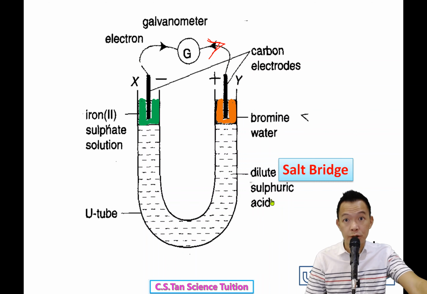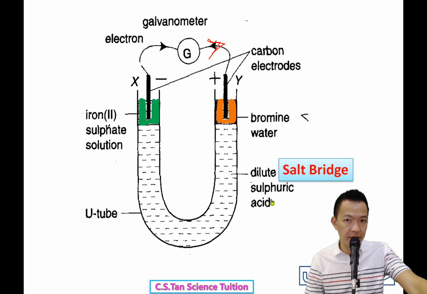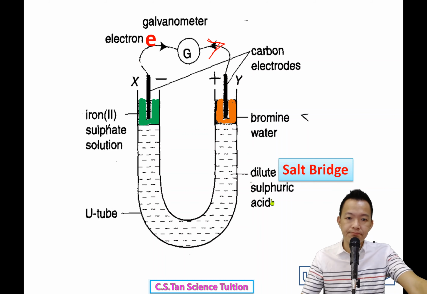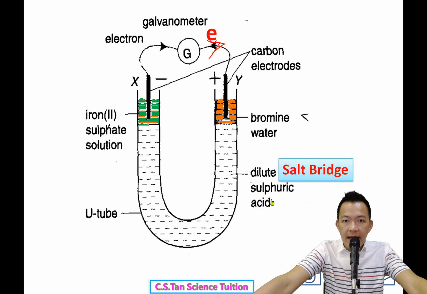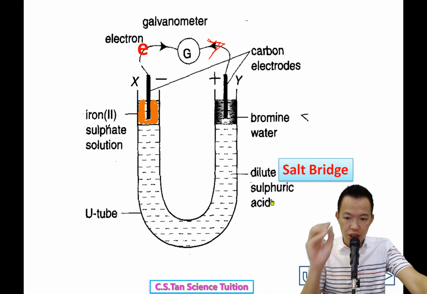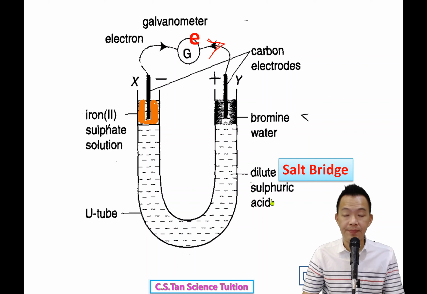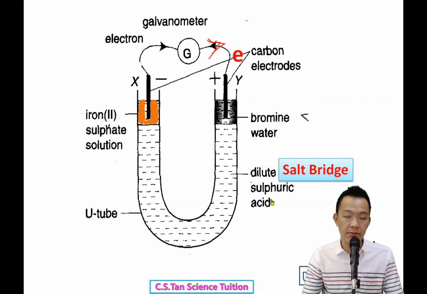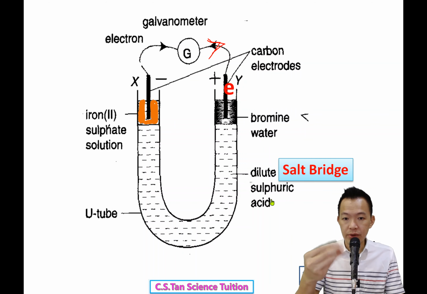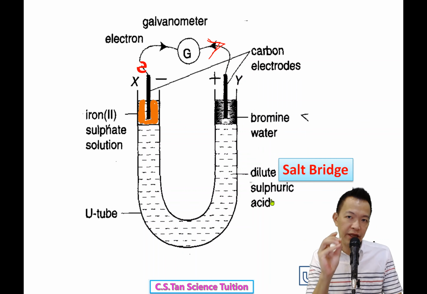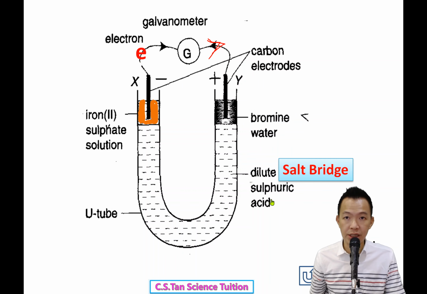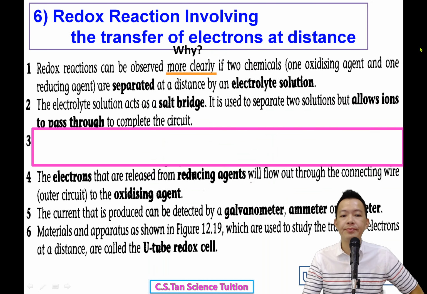Maybe I repeat. I won't talk, so I don't disturb you. I switch on. Green color slowly turns brown, and brown color slowly turns colorless. So you can see your observation clearly. This is the meaning of redox by electron transfer at a distance. The basics are all the same, it's just a different setup, and your observation is clearer and easier to see.